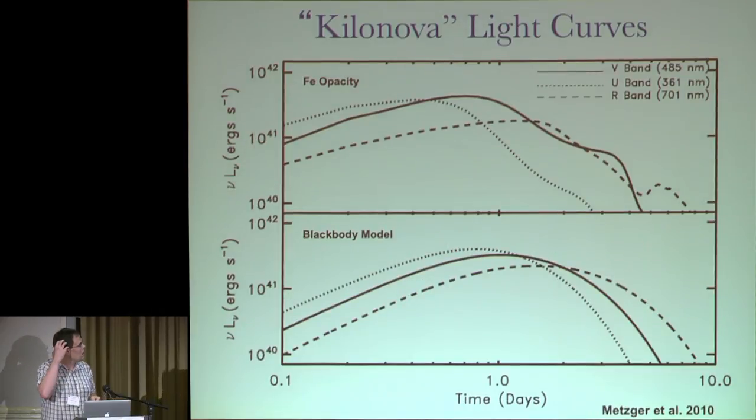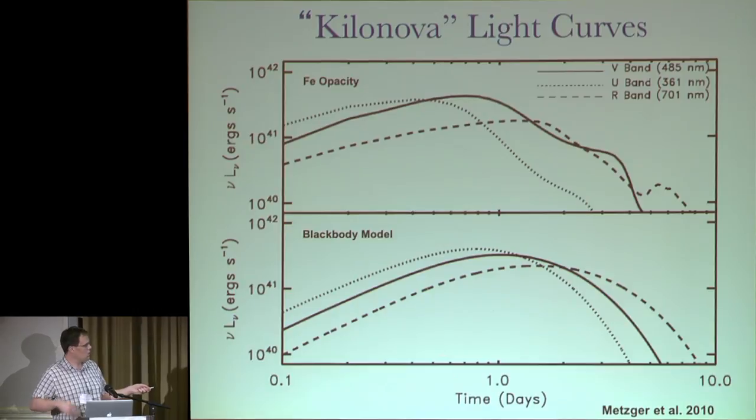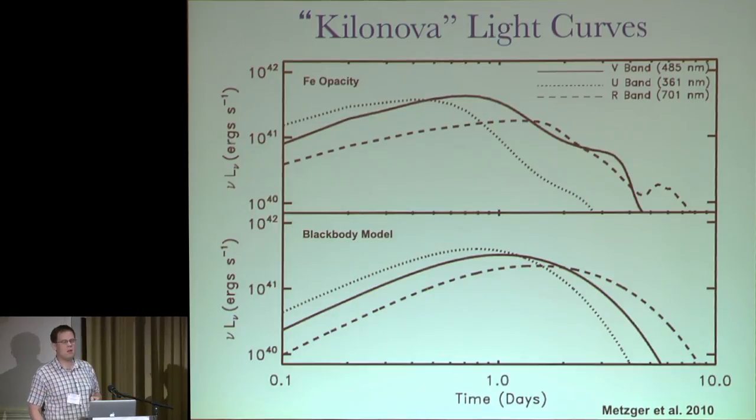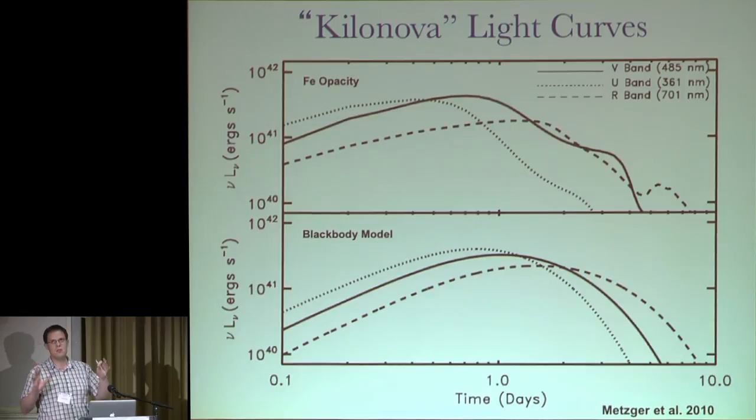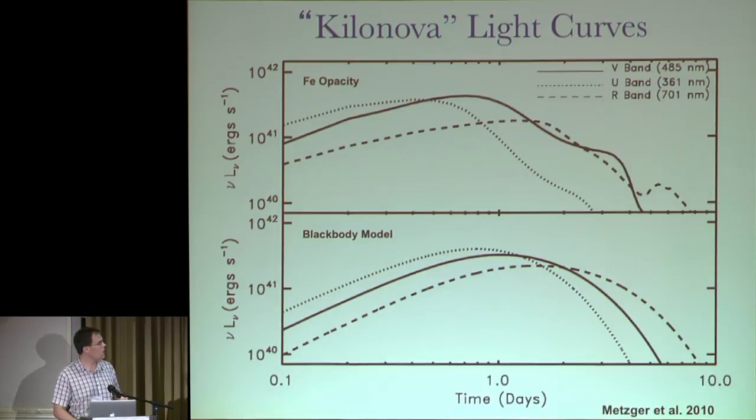And so the initial calculations of this that we did showed that you could get a transient from this radioactive decay that was about 1,000 times brighter than a nova. So we called these kilonova. In these original models, because we didn't know what opacity to assume for these heavy r-process elements, we just adopted iron opacity, which is what is present in 1A supernova.